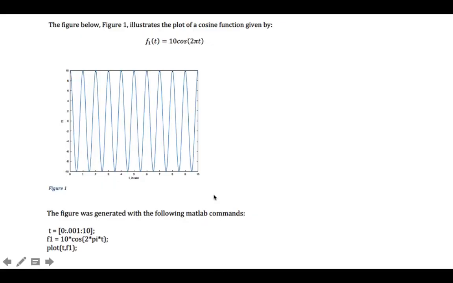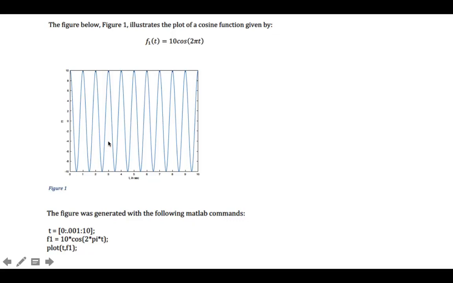All right, so the figure below just illustrates on MATLAB a plot of a cosine function, and I'm giving you the little code that I used. I didn't do anything fancy about this plot. I just selected t running from 0 to 10. The frequency that I selected, the omega naught, was 2 pi, and so I'm plotting 10 times the cosine of 2 pi t, plotting the time versus f1, which is the cosine function, and I get this graph here.